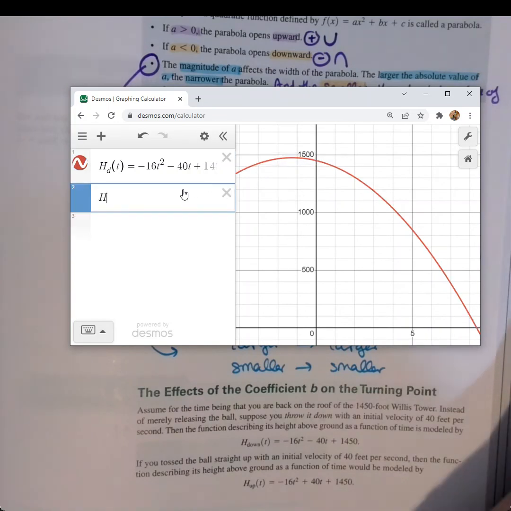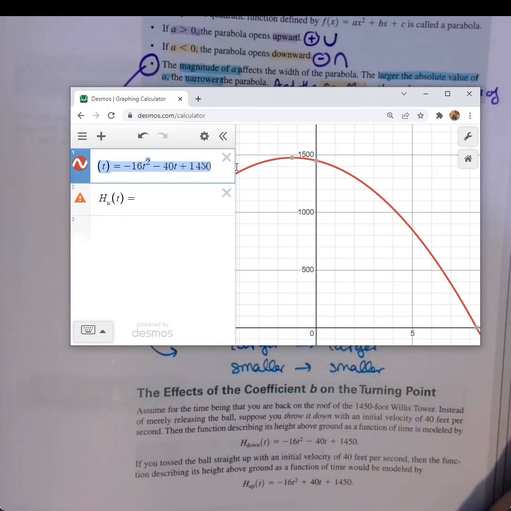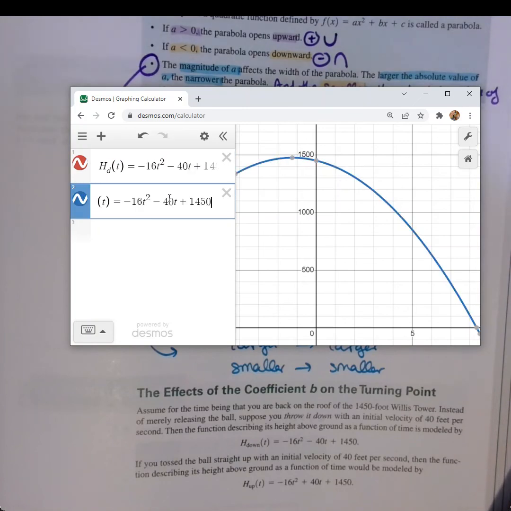And the other one, h sub u of t, is going to be the same thing. Oops, I don't want to copy the function name. But with a positive 40 instead. Okay. So in the first case, we are not just releasing, we are throwing the ball downward. So we're not just going to drop it, open our hand and drop it. We're going to chuck the ball downward. And then in the last case, the bottom case, we're actually going to throw it upward instead.